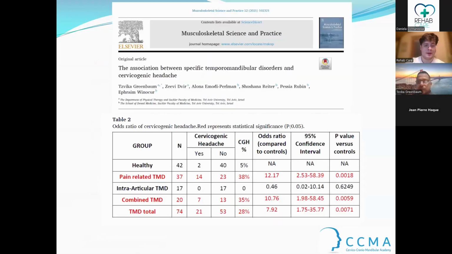One more disorder that is very commonly associated with TMD is the cervicogenic headache. And here you can see a study that I published with my research group a few years ago that was exploring the association, the comorbidity rates of cervicogenic headache in patients with temporomandibular disorders.